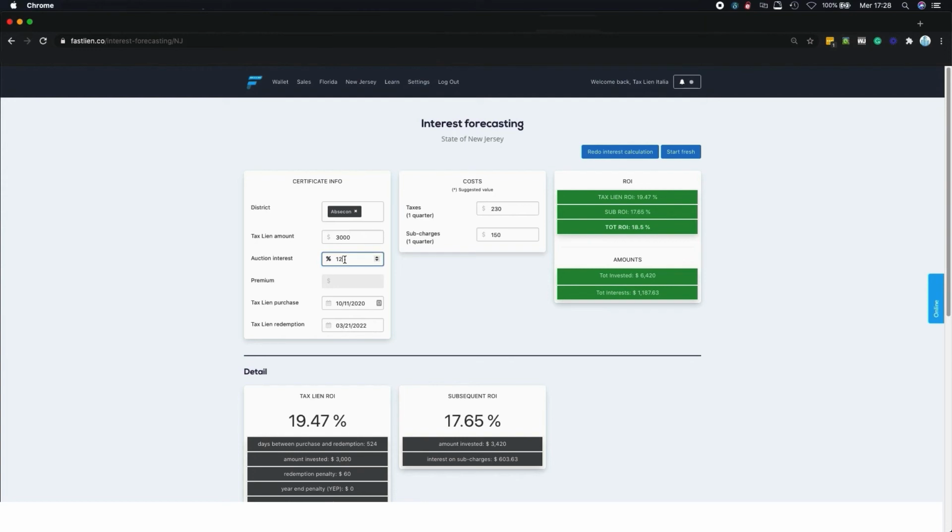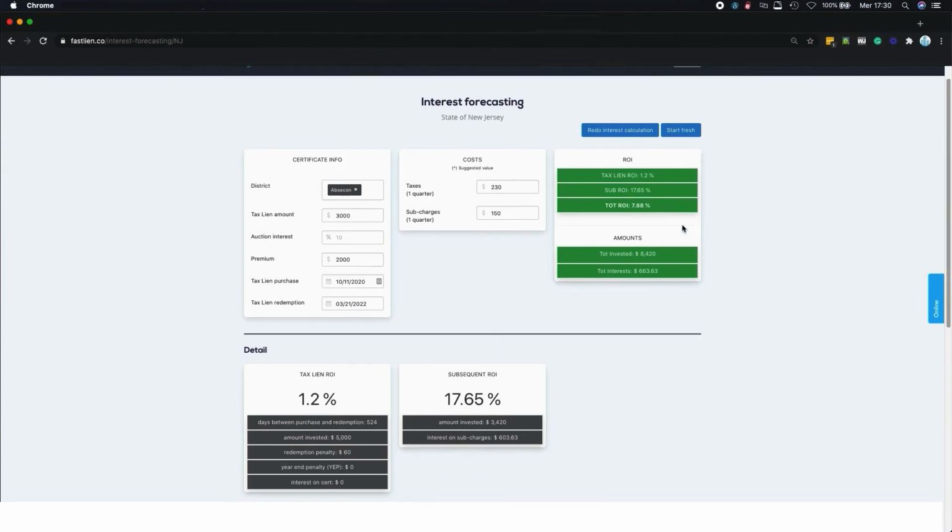Let's do another example. Let's say that you got this certificate at 0% and you paid a premium of $2,000 to purchase it. Let's keep the same purchase date and redemption date, and the same subsequent taxes and subcharges costs. So let's click redo interest calculation. You can see immediately that the tax lien ROI is very low. That's because you purchased the certificate at a 0% interest rate. But paying the subsequent taxes, your certificate is still gaining 7.88%. That's pretty amazing.